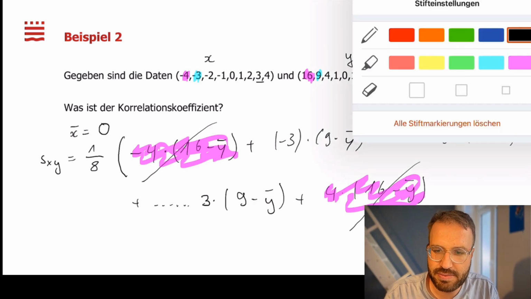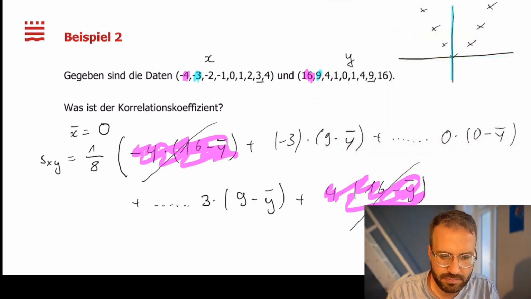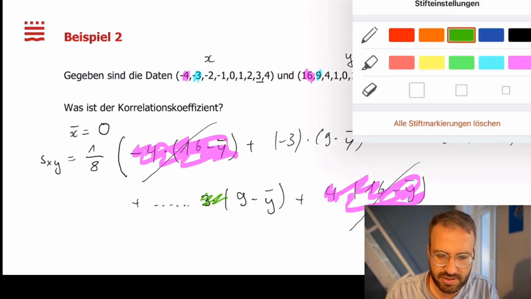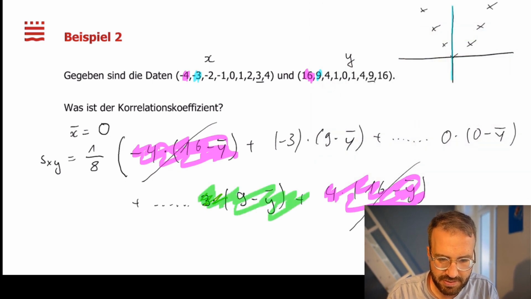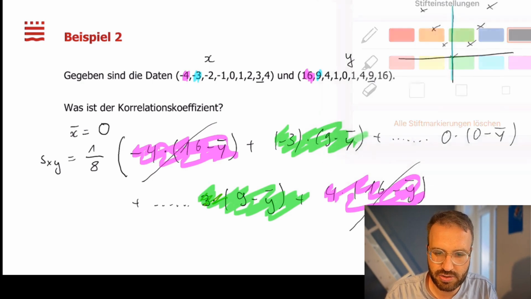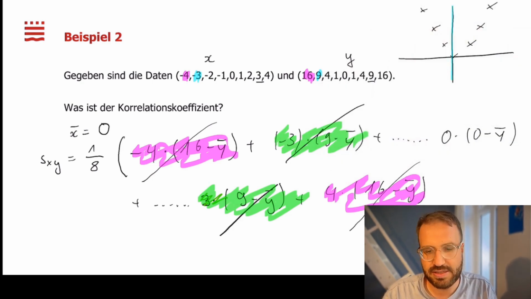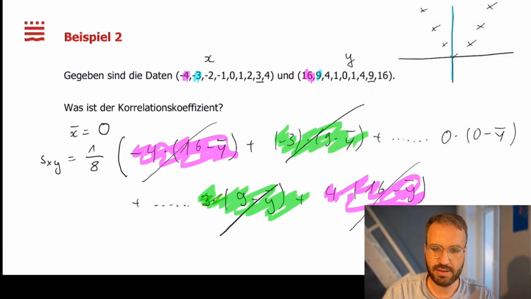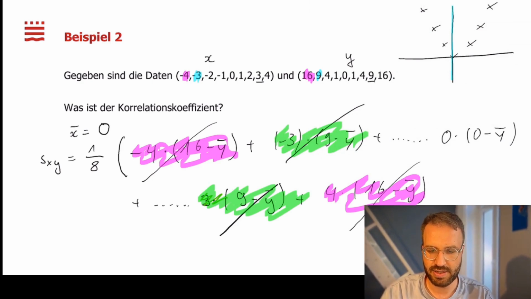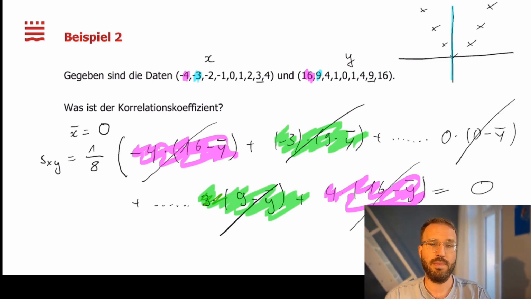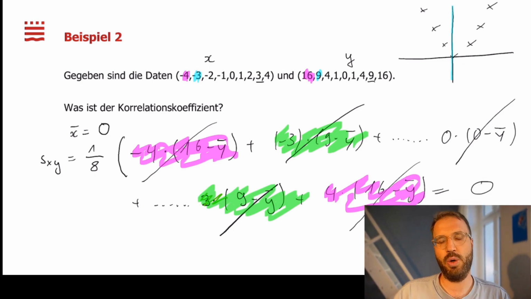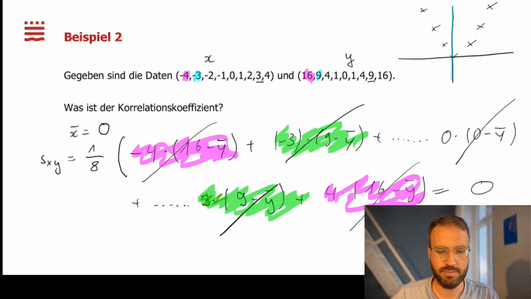And exactly the same thing happens with this 3-term expression here. Here we have 3, and here we have minus 3. So these terms can also be cancelled out. And so we see that each term cancels out, and the 0 term here is anyway 0 times anything. So it also drops out, resulting in a total outcome of 0, and thus the correlation coefficient is 0.